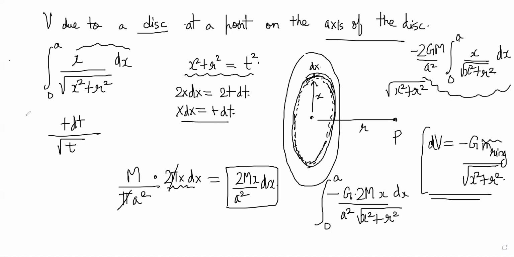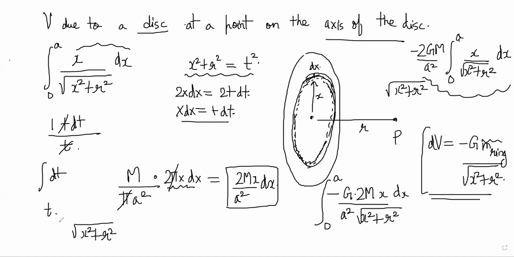No, not root over t. It will be simply t square. Yeah, t. So x square plus r square, it is coming directly. It's cancelling out, right? So the integral of this will be simply t, and t was what? Root x square plus r square, right?